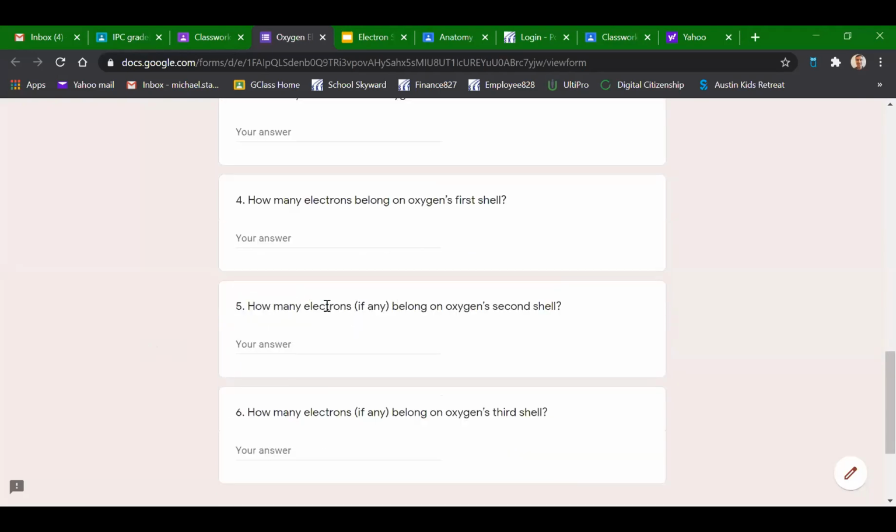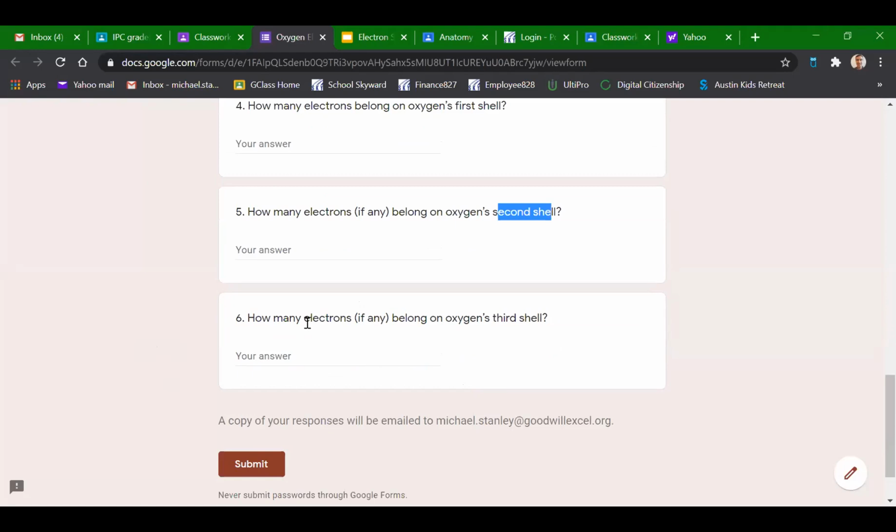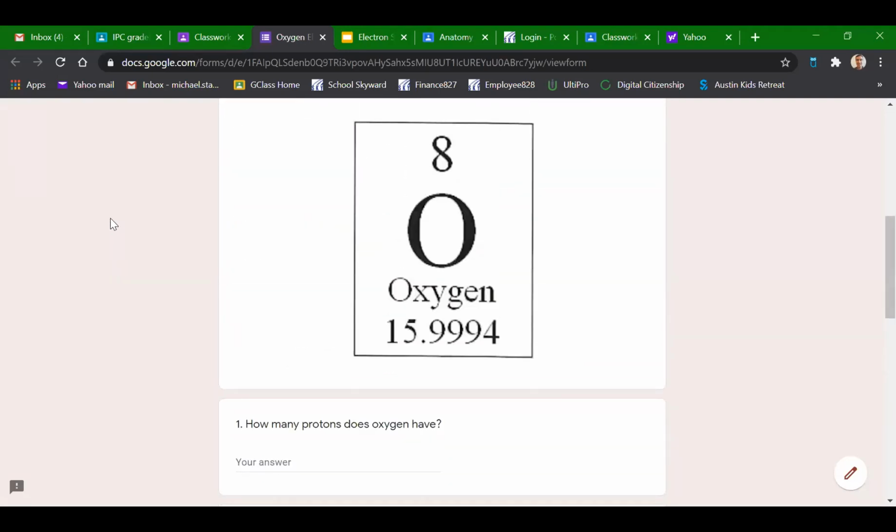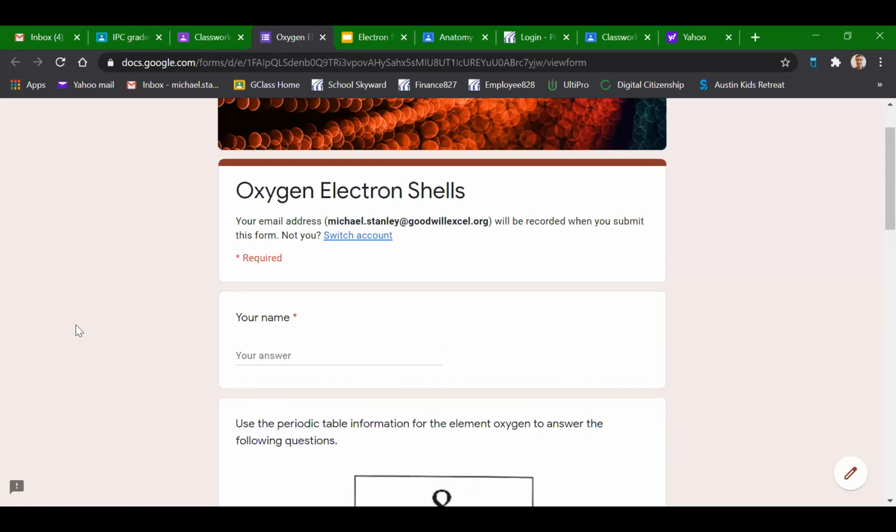And again, it's not how many total electrons can fit on the second shell. I want to know specifically for oxygen, how many electrons go on the second shell of oxygen and how many electrons, if you need any, go on the third shell of oxygen. So that is the assignment for today.